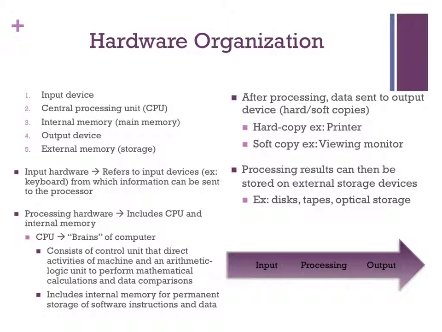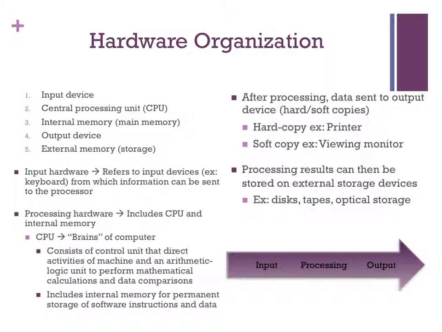A computer processes the data or information it receives from people or other computers and outputs the results in a form suitable to the needs of the user. This is a 3-step process, and it involves input, processing, and output.